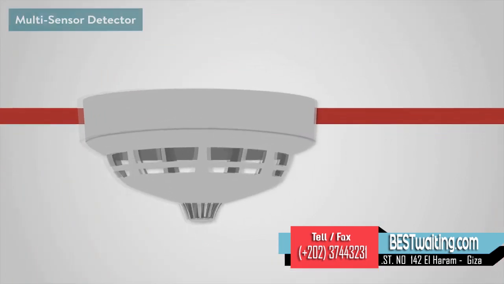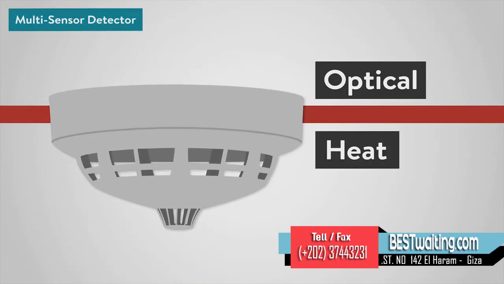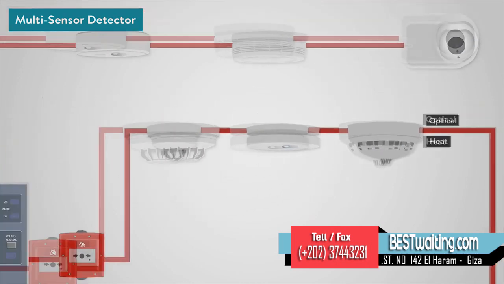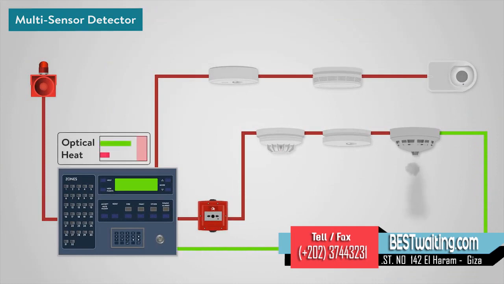The multi-sensor detectors combine inputs from both optical and heat sensors and process them using a sophisticated algorithm built into the detector circuitry. When polled by the control panel, the detector returns a value based on the combined responses from both the optical and heat sensors. They are designed to be sensitive to a wide range of fires.